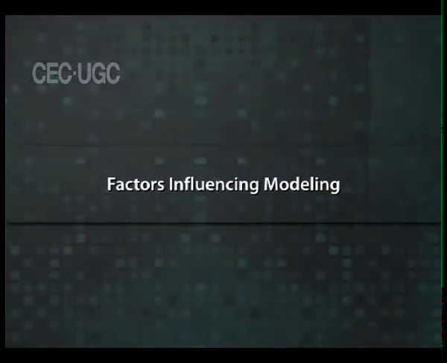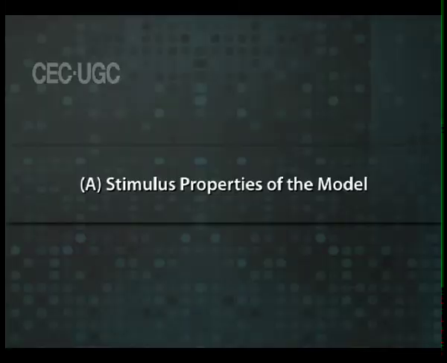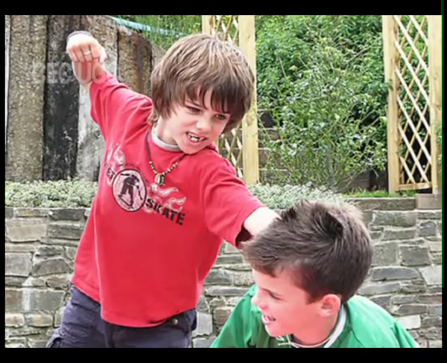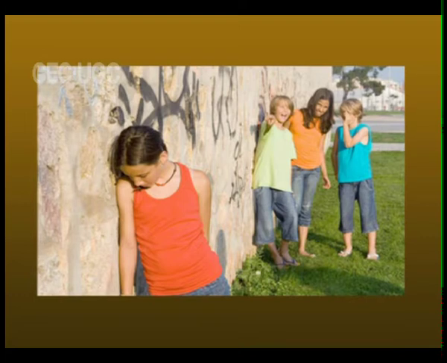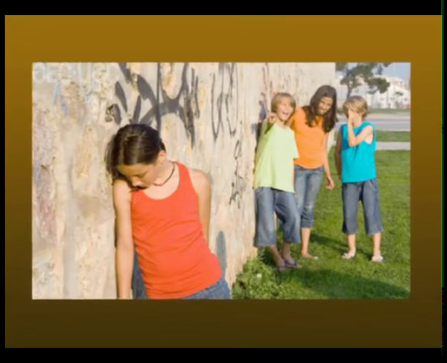Factors influencing modeling. A number of factors can influence modeling. A. Stimulus properties of the model. It includes the model's age, sex and status relative to that of subjects. High status models are more imitated. Model similarity to the subject: the sex of the model may influence the behavior of male and female observers. Boys tended to show more aggressive behaviors than girls after watching a female model, whereas girls tended to imitate the aggressive actions of a female model more often than a male model.